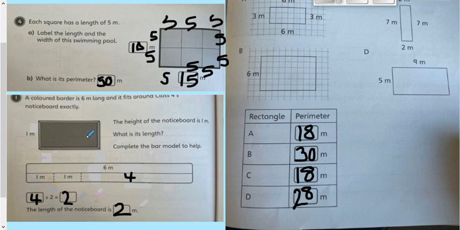And then this one, where you had to fill in the bar model, it should have been 4 here. So a colour border is 6 meters long and it fits around class 4. I don't know what that says. Notice board, exactly. The height of the notice board is 1 meter. What is the length? Complete the bar model to help.